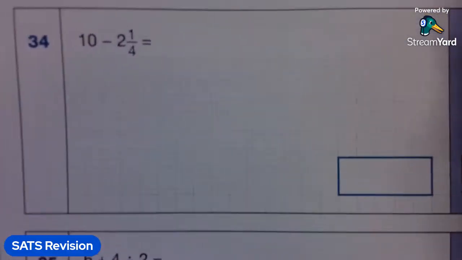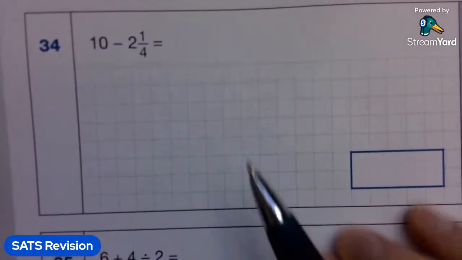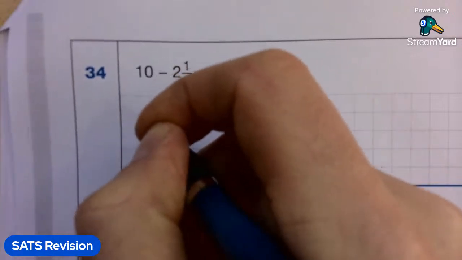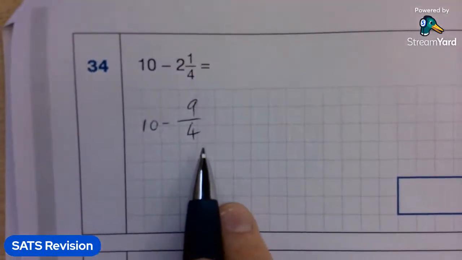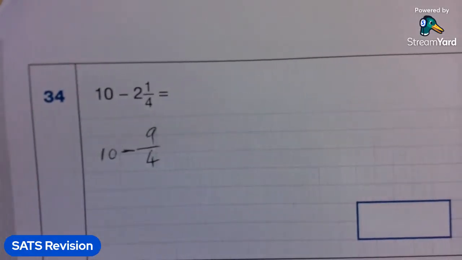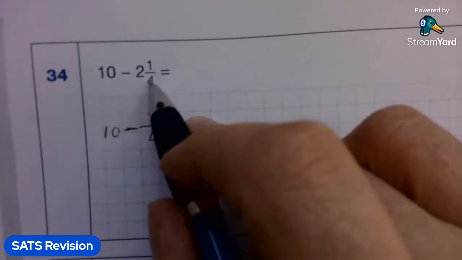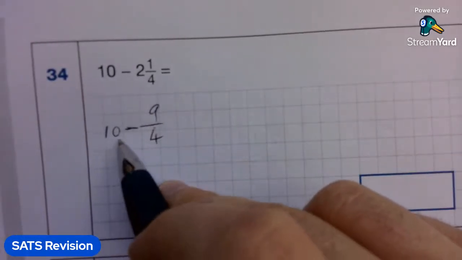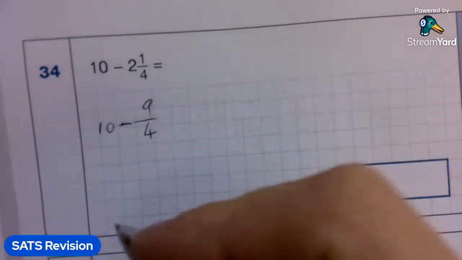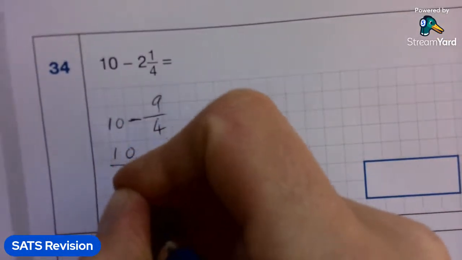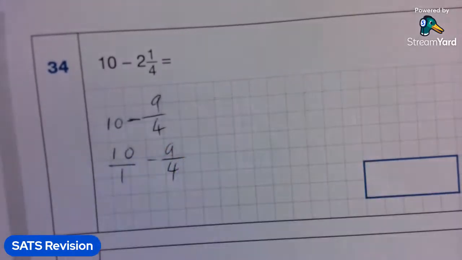Right, last 3 questions. Okay, mixed numbers again. So convert that. So that'll be 9 quarters. Really awkward now. 10 minus 9 quarters. There are a few ways you could do this. You can convert that to a decimal, or you can convert that to a fraction. Maybe do it like that one. So I'm going to show you as a fraction. So that 10 will be 10 over 1 minus 9 over 4.